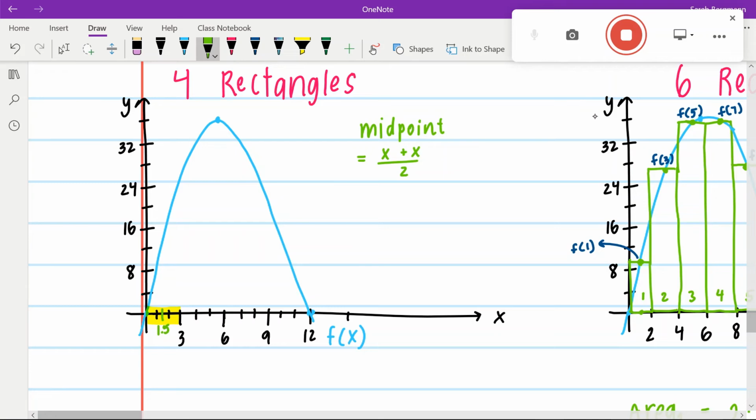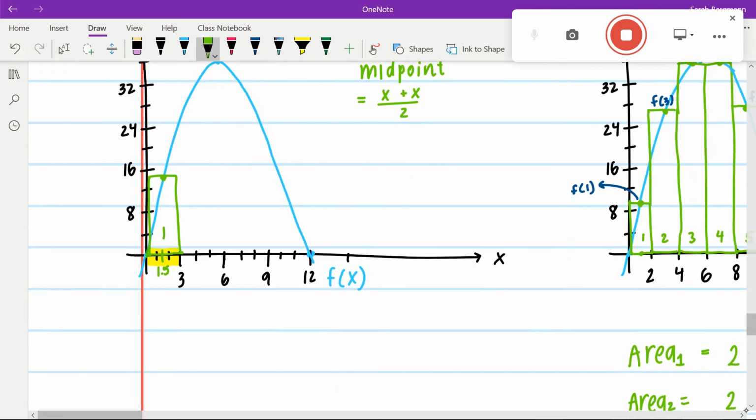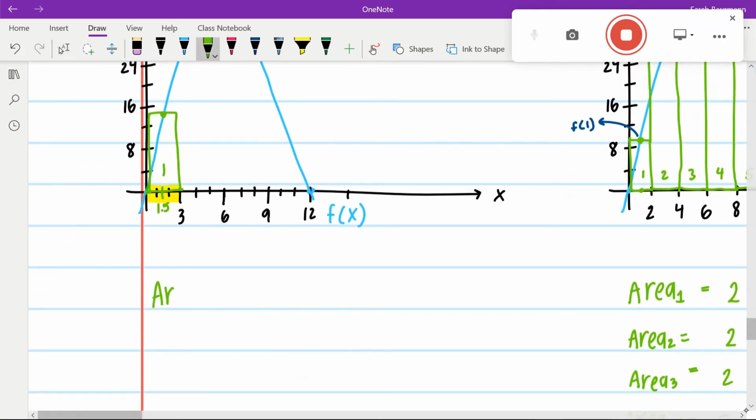So I'm going to use 1.5 to find the height of this rectangle. I'm just going to go up and guess. It looks like it's about there. So that's my first rectangle. So the area of the first rectangle, the width is 3. The height I found by plugging 1.5 into my function. So that's f of 1.5.